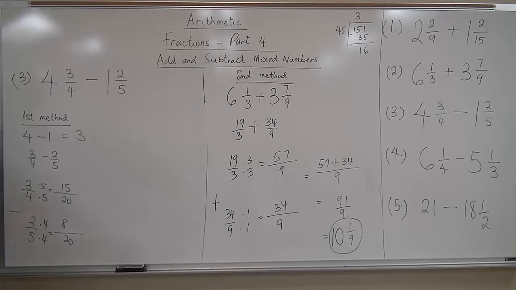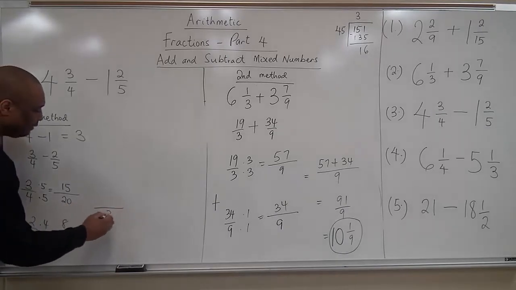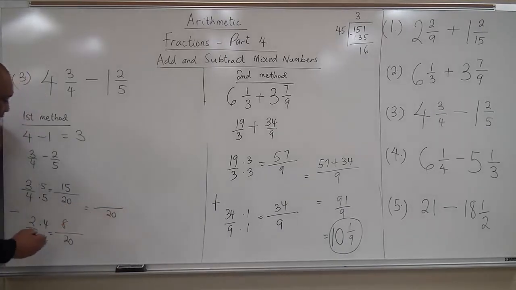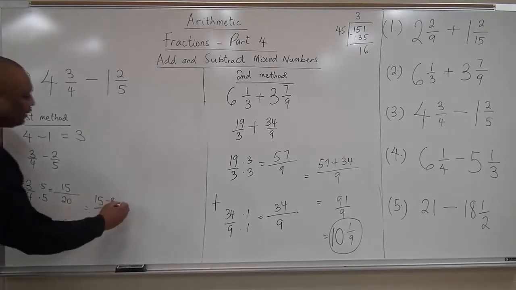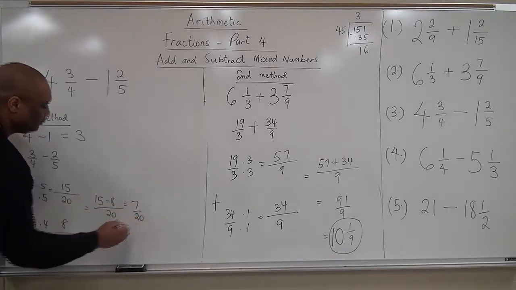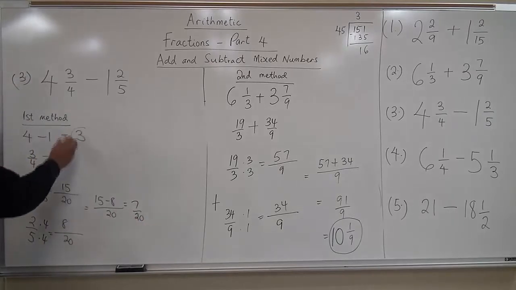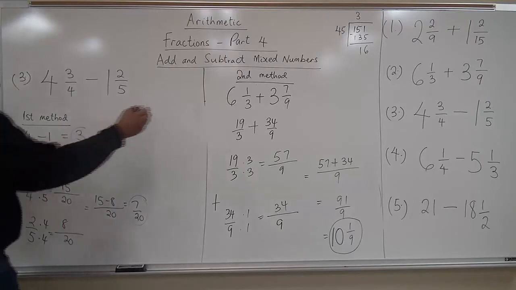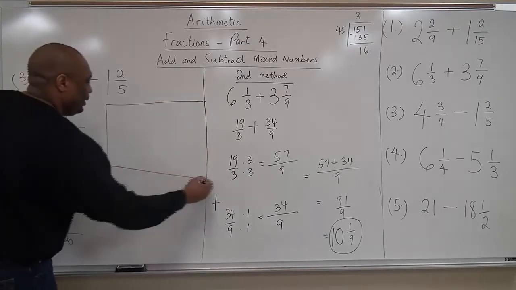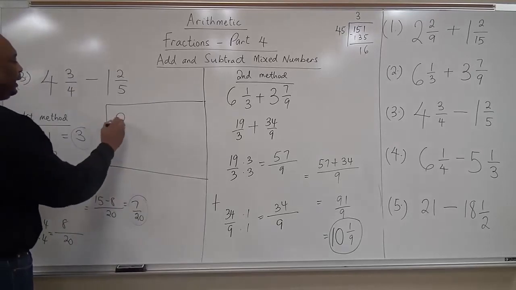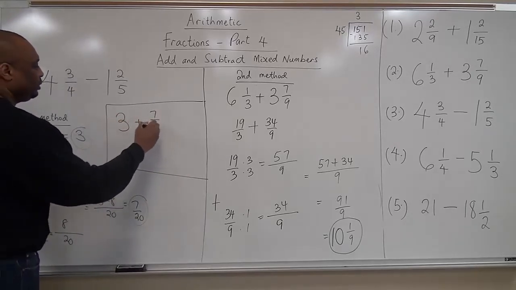And then I can subtract it. Both of them now have 20 as the denominator. 15 minus 8, and that will give me 7 over 20. So I got this 3 and I got 7 over 20. So what is my answer now? My answer will be 3 plus 7 over 20.